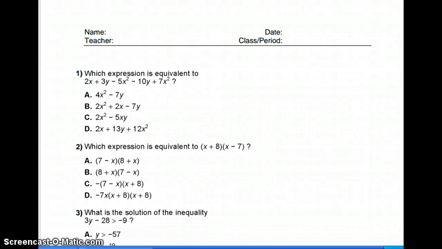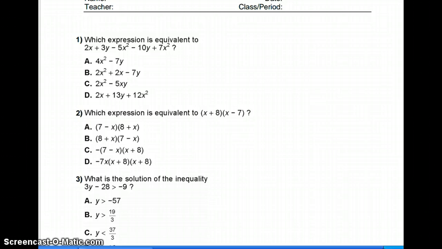Number 1, which expression is equivalent to 2x plus 3y minus 5x squared minus 10y plus 7x squared? Number 2, which expression is equivalent to the quantity x plus 8 times the quantity x minus 7?